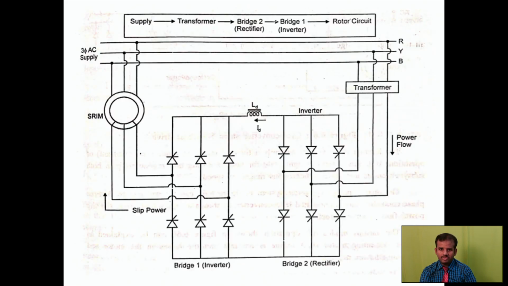And in super synchronous speed operation, the circuit diagram is somewhat different. That is, bridge 1 and bridge 2 are interchanged. Bridge 1 acts as an inverter and bridge 2 acts as a rectifier in super synchronous speed operation. At that time the power flow direction is also reversed from the subsynchronous speed operation. There is a supply, then a transformer, then bridge 2, then bridge 1, and then the rotor circuit. Okay, so this is the power flow diagram.